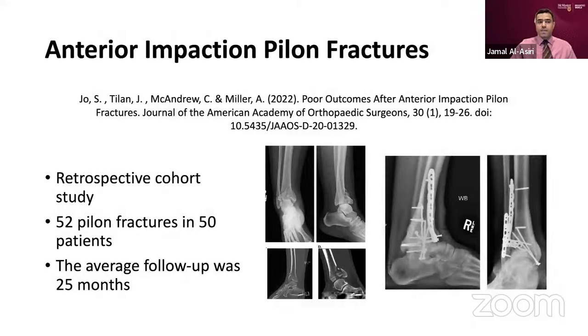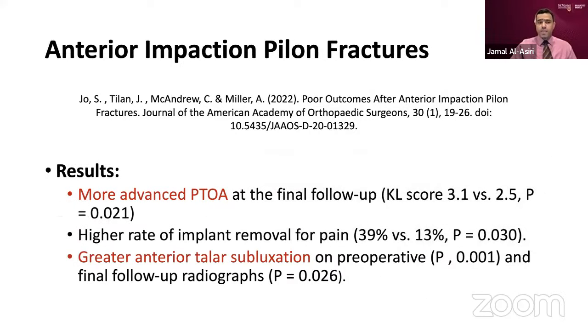We talk about a specific pilon fracture, which is anterior impaction. It's a retrospective study. In multiple cases, they found that with an anterior impaction, it's a bad outcome. It's associated with more advanced post-traumatic osteoarthritis and greater anterior talar subluxation.